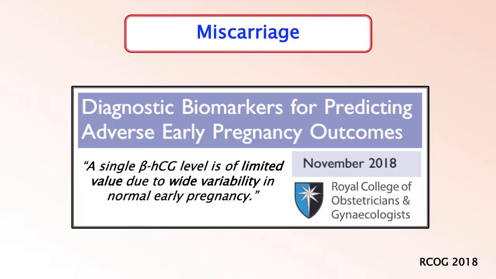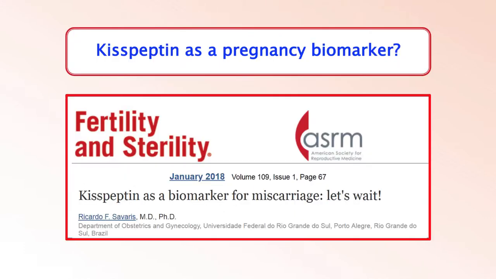Miscarriage affects 1 in 5 pregnancies, but assessment can be challenging and a prolonged duration may be needed before a confirmed pregnancy outcome is reached. To date, there are no biomarkers in clinical use that can assist in this process. And whilst there is some evidence for kisspeptin as a biomarker for miscarriage, a recent editorial in Fertility and Sterility had suggested that more data is required.